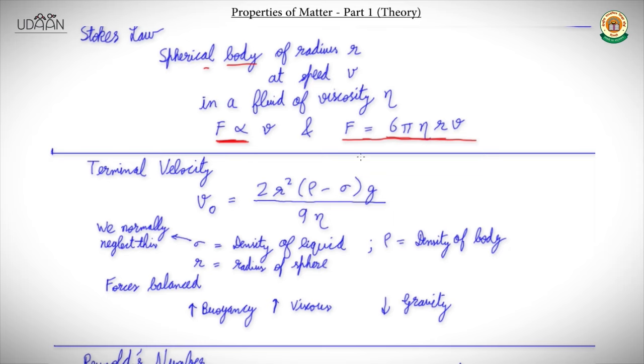Now, because we have a viscous force acting upwards, buoyancy acting upwards, and gravity acting downwards, and viscous force is proportional to the velocity, if velocity increases to a level such that the forces balance, we'll have a particular velocity at which the acceleration becomes zero. This is called the terminal velocity.